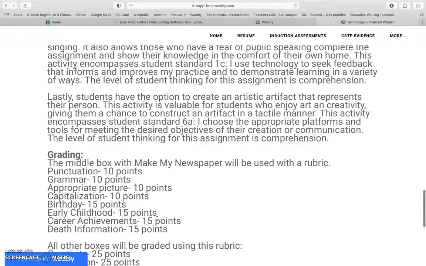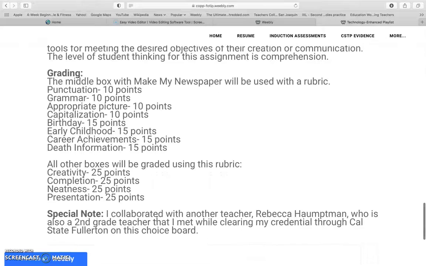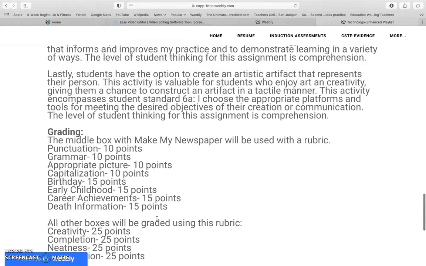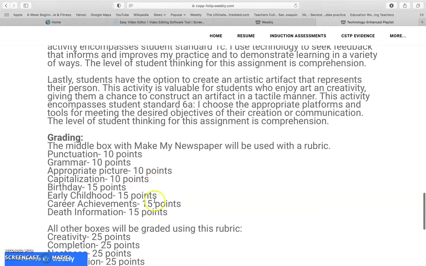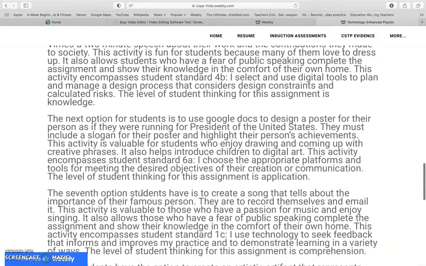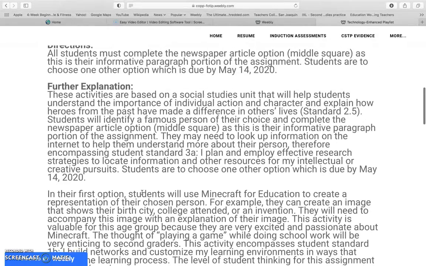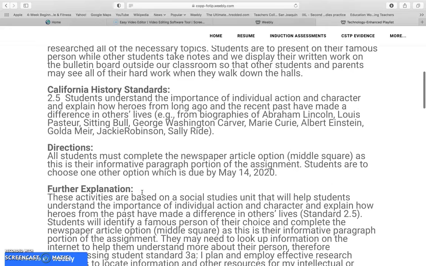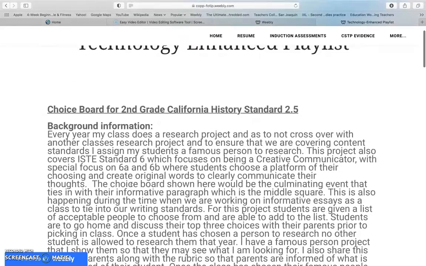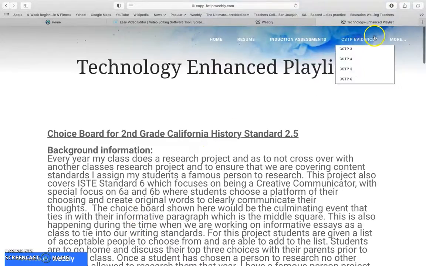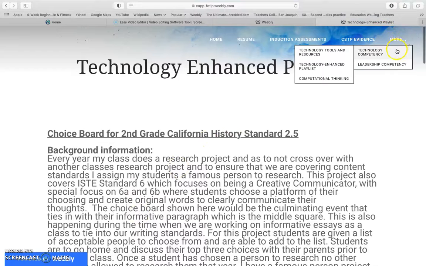I've also got a rubric down here of what we were going to do, how it was going to be graded. So these are the things that need to be in their newspaper. But giving the students the freedom and the choice to do all this allowed them to meet this standard of 2.5 for history, but also show some personality and do what was best for them.